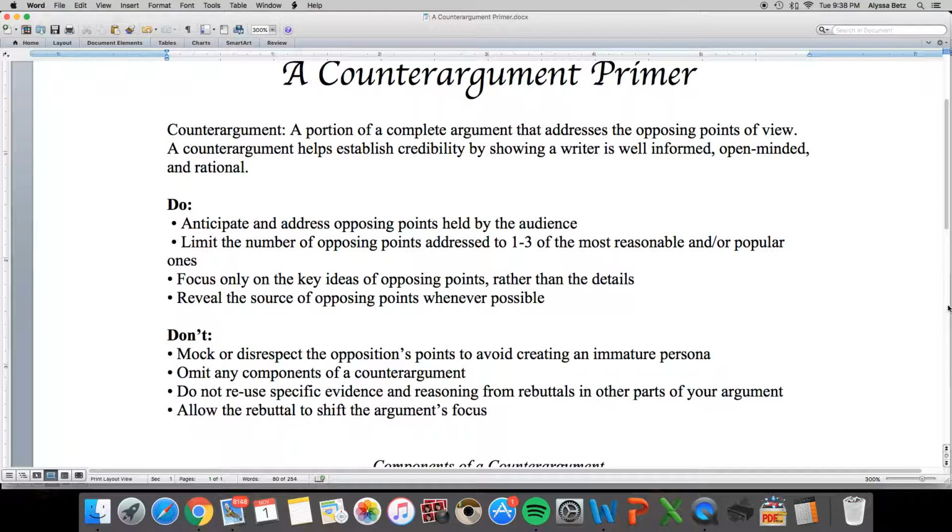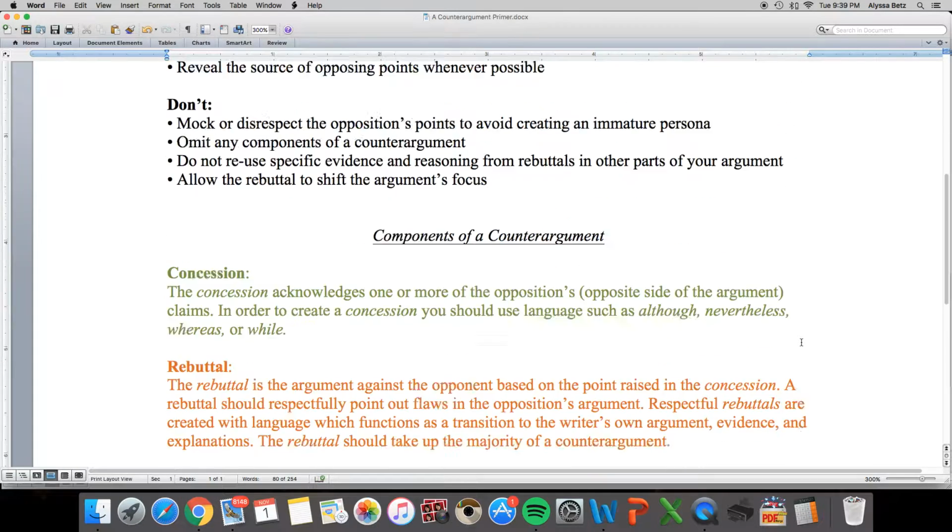You do not want to omit any parts of the counter argument that are important, meaning you don't want to leave out any key points that the opposition is making against you. You do not want to reuse this specific evidence anywhere else in your paper. It is only to be addressed in the counter argument section. And you do not want to allow this to shift your focus or distract from your main idea. So these are the main do's and don'ts and the definition for counter argument.